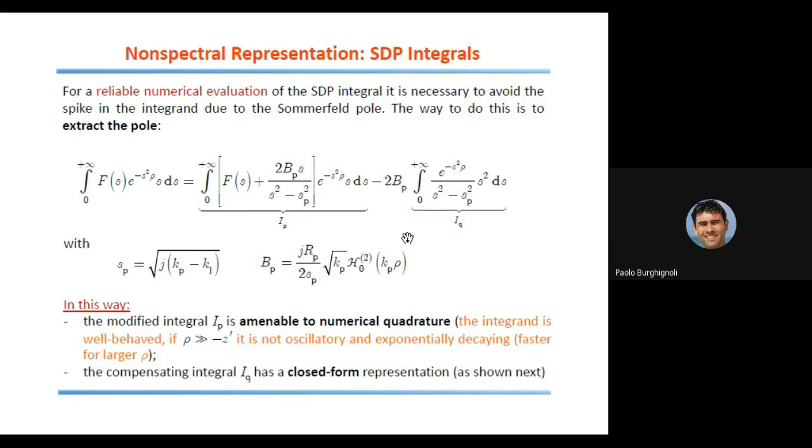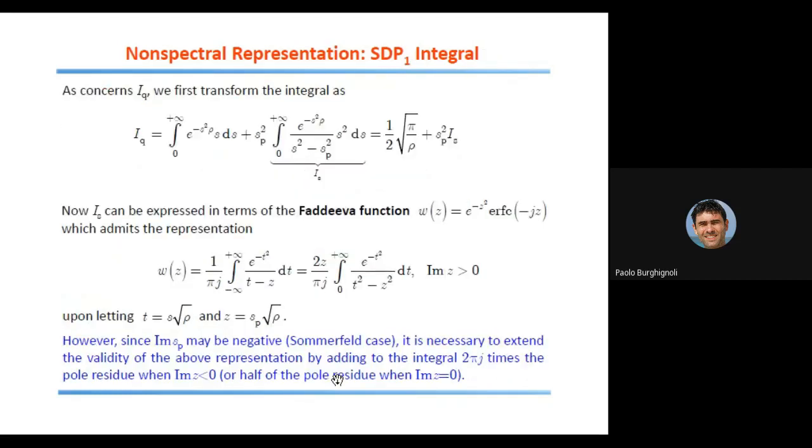Okay, so what is complicated with the original integration path is simpler with the steepest descent path. Now, there remains to evaluate the integral IQ, but fortunately this compensating integral IQ admits a closed form representation. In fact, by manipulating this integral a little bit, it can be represented as a function of this Gaussian integral, whose value is known in closed form.